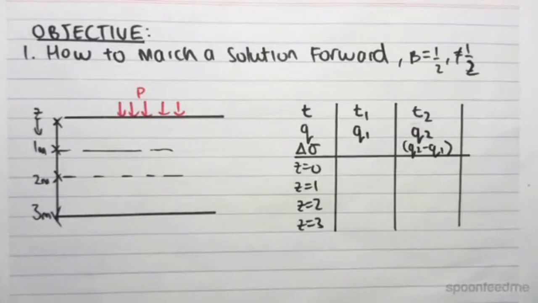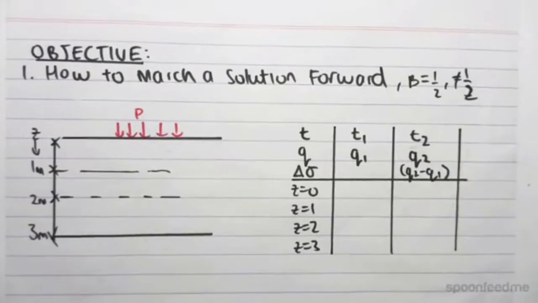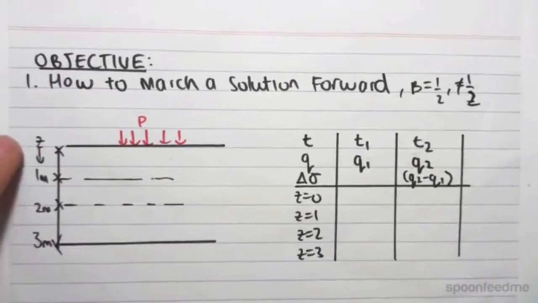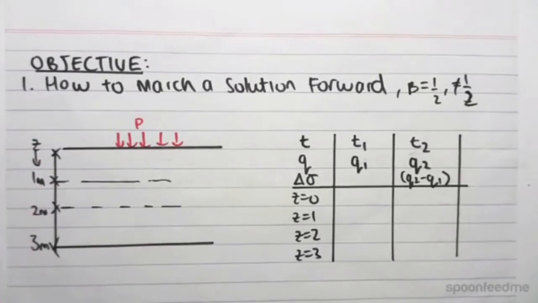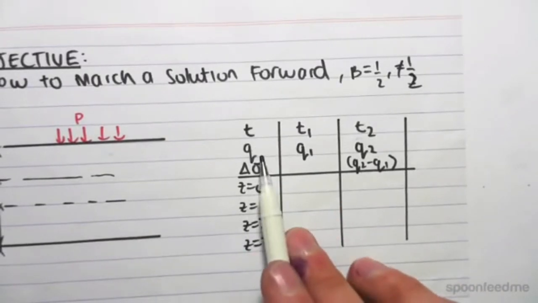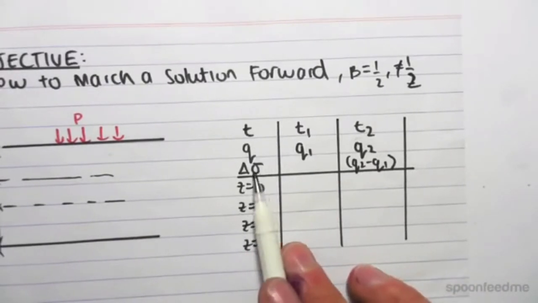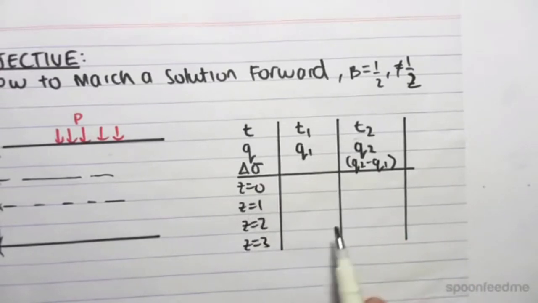So the objective of this video is we're going to see how to march a solution forward when beta equals a half and when beta doesn't equal a half. So we've got here a layer of soil which we've subdivided into three layers, 1 meter, 2 meter, and 3 meter. And we saw in the previous video we have the time and the applied stress. I've now included the change in applied stress from time 1 to time 2 and all the pore water pressures at a certain time. So I'm just going to quickly fill in some values.